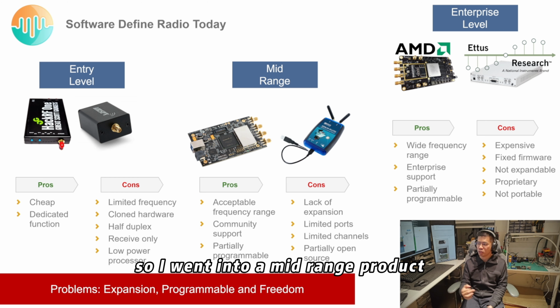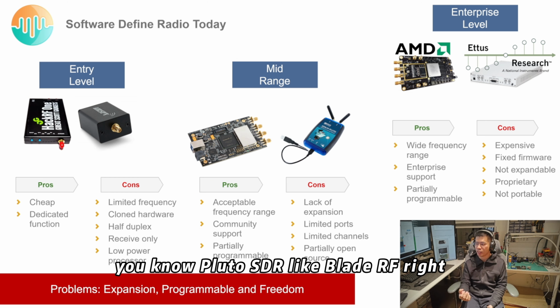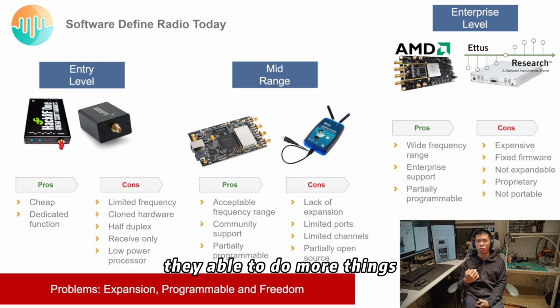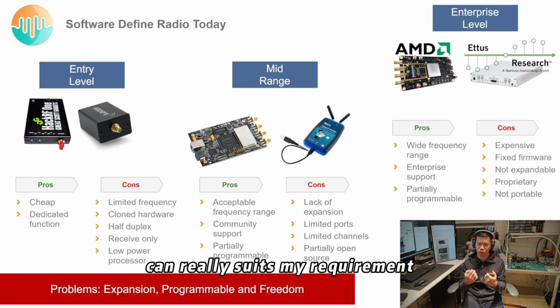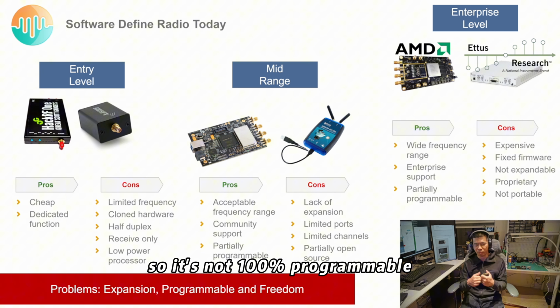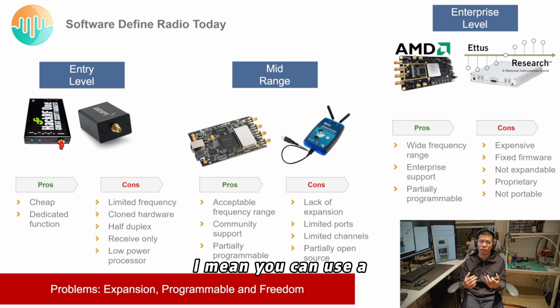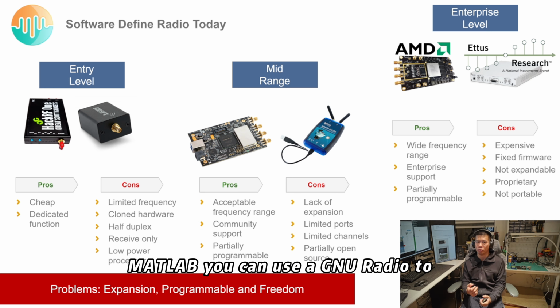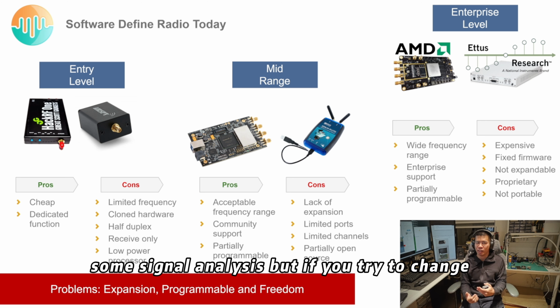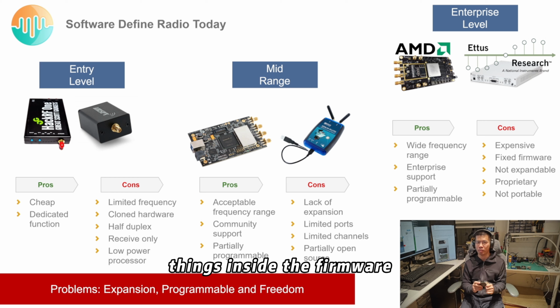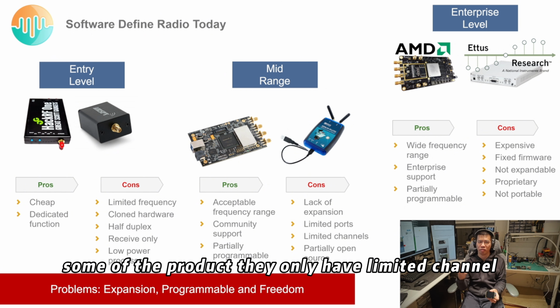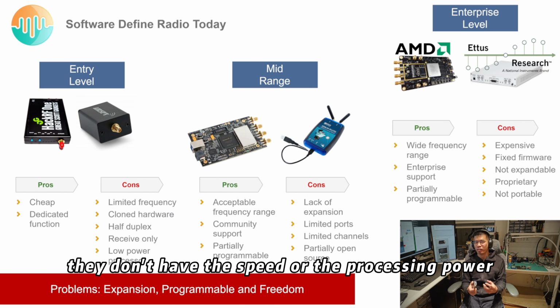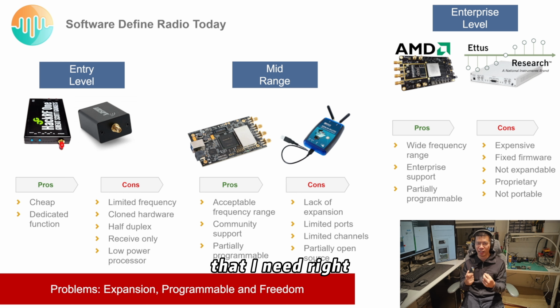So I went into mid-range products, like PlutoSDR and BladeRF. They are able to do more things. They have a slightly more powerful processor in there, but there are things that can't really suit my requirements. It's not 100% programmable. You can use MATLAB or GNU Radio to automate some signal analysis, but if you try to change things inside the firmware, you just can't do it. And some of the products only have limited channels. They don't have the speed or the processing power that I need.